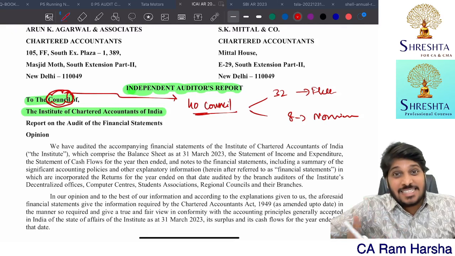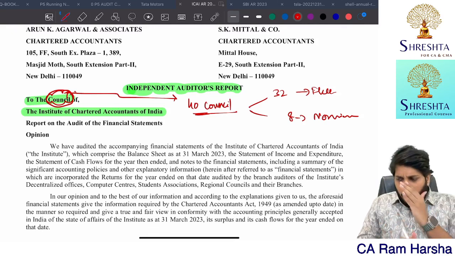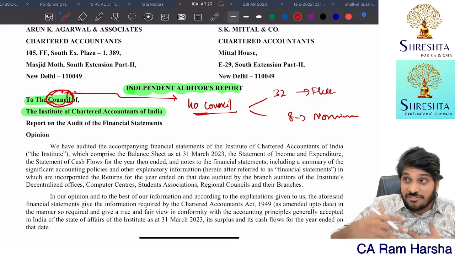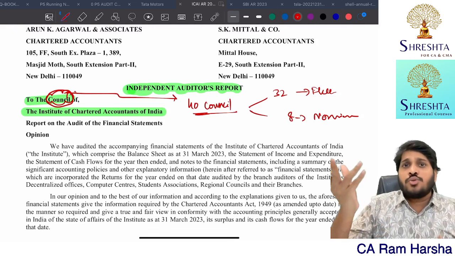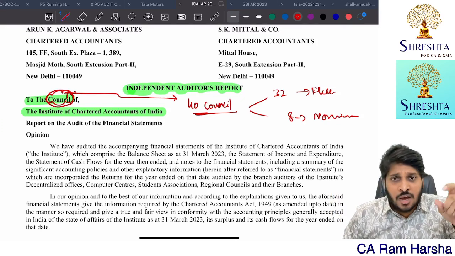Getting the point? So address is council. In case of a partnership, suppose a partnership firm appointed me as an auditor to do audit of final accounts of the partnership firm, the report goes to the partners. Sole proprietor appointed me, to the sole proprietor. A company appointed me, to the owners of the company. Who are owners of the company? Owners of the company are called as what? Members. That's why Tata Motors have used the word members.